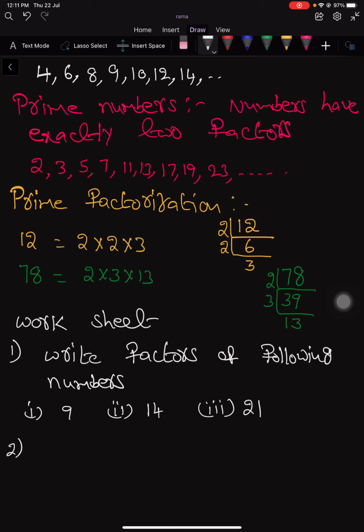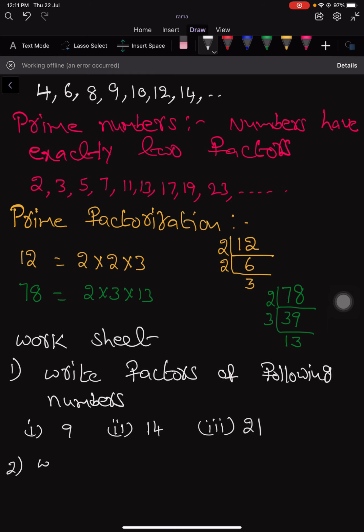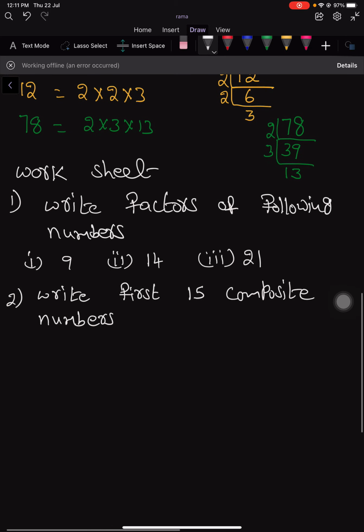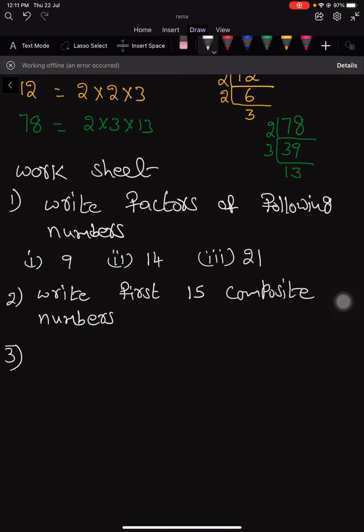Second problem. Write first 15 composite numbers. 3. Write prime numbers between 30 and 50.